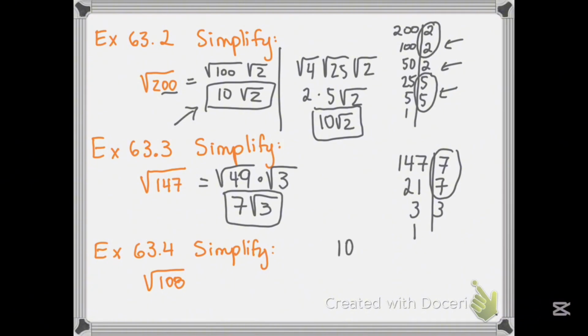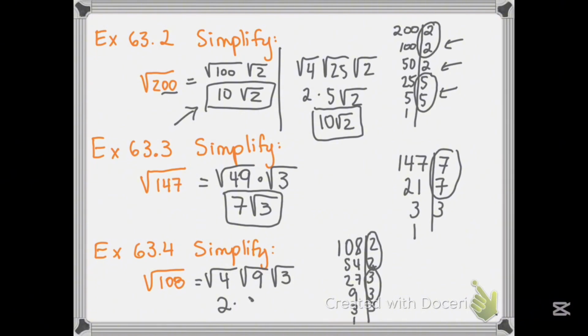Then we have 108. Again, if I get half of it, it's 54. If I get another half, it's 27. If I divide by 3, it's 9. If I divide by 3, it's 3. And if I divide by 3, it's 1. And again, I do perfect squares. That's 4, that's 9, and 3. So that's the square root of 4, square root of 9, and square root of 3. When I reduce that, I get 2 times 3 times the square root of 3, which is 6 square root of 3. And that's it.